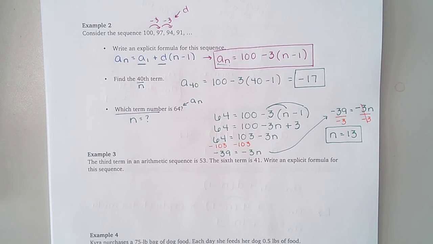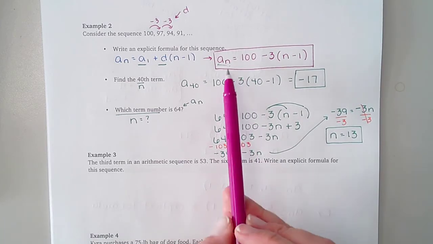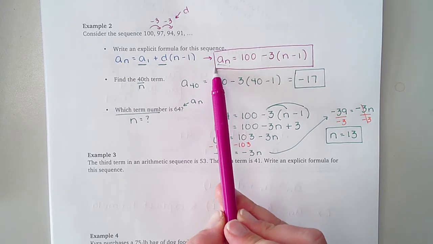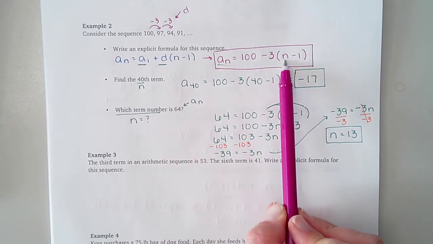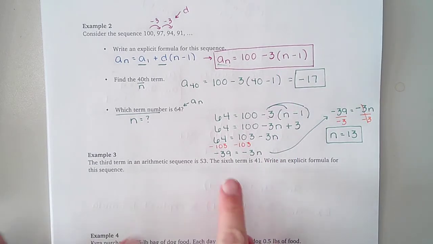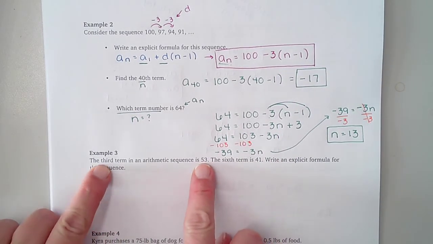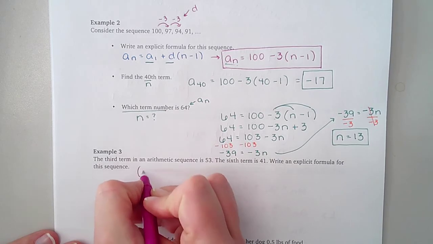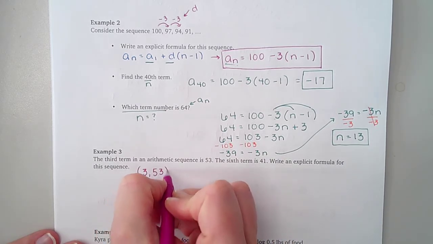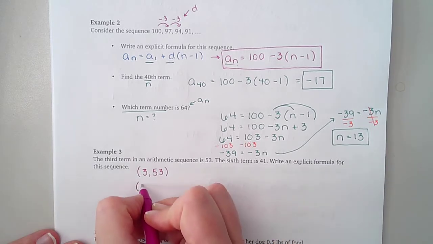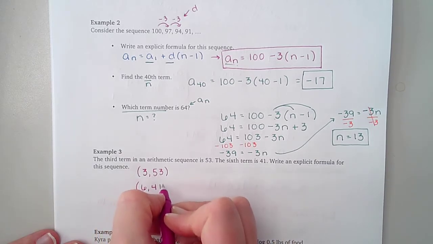This should actually remind you of something that we did a couple of lessons ago, where we were pairing things up. We had some word problems that did this. And remember I told you up here in this formula that a sub n is like your y, that's your term, and the n is like your x, which is your term number. So what I really have here are like XY terms. I have that the third term is 53, and the sixth term is 41.